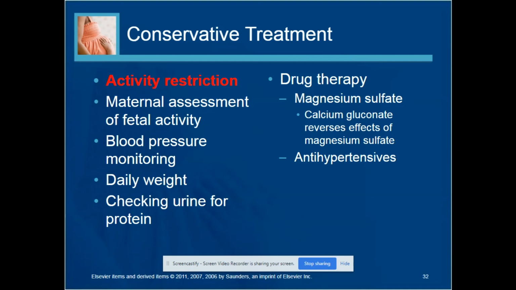Drug therapy that we may use is magnesium sulfate. Remember that calcium gluconate, and you've already learned this, is the antidote for magnesium sulfate. Magnesium sulfate is going to stop the contractions or keep the patient from having early preterm labor. And then we're going to administer antihypertensive medications, blood pressure medication.